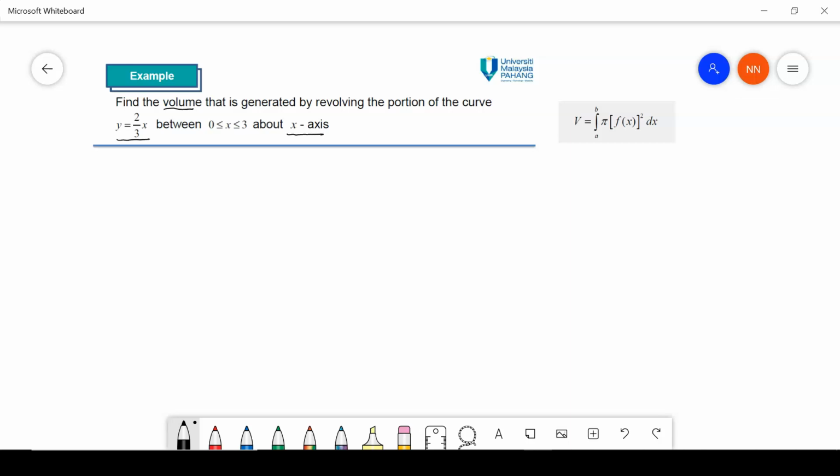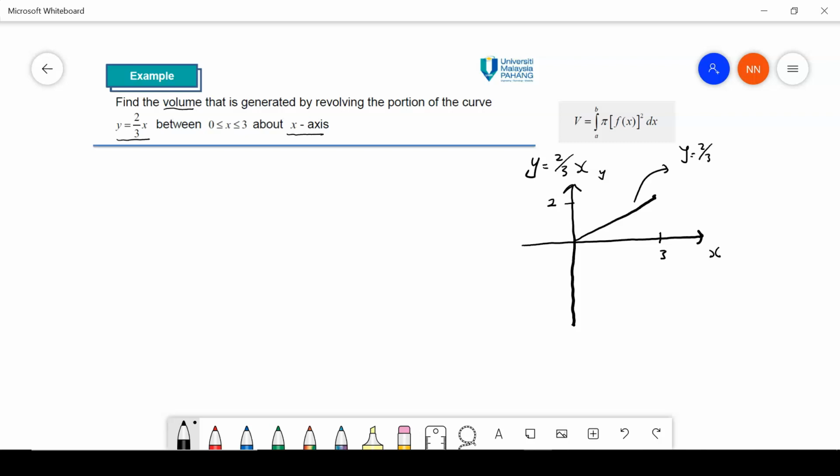Let's sketch first, in order to find the region for calculating the volume of our solid. So y equals 2 over 3 x. If x equals 3, then y equals 2. So this is just a straight line, y equals 2 over 3 x, with x defined from 0 to 3, so we calculate until here. This will be the region here.